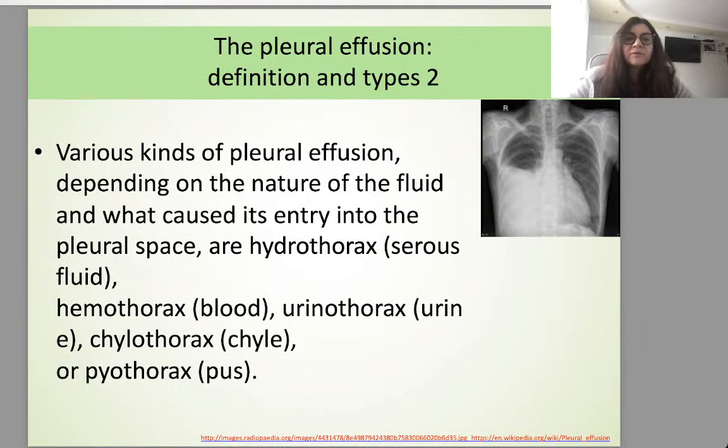There are various kinds of pleural effusion depending on the nature of the fluid and what caused its entry into the pleural space. We name it hydrothorax when there is serous fluid in the pleural cavity. It can be hemothorax when there is blood in the pleural cavity, urinothorax when it is urine, chylothorax when there is chyle, or pyothorax when pus is in the pleural cavity.